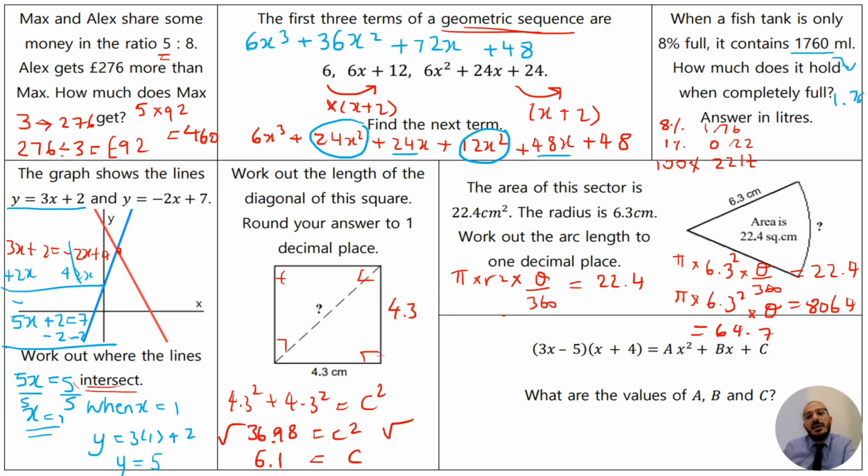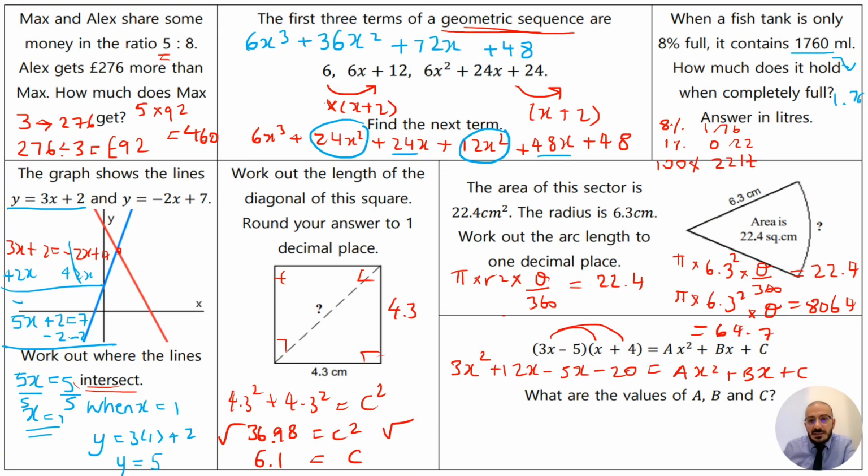Next question is 3x minus 5, x plus 4, ax squared plus bx plus c. So what we need to do is we need to expand the bracket first and then collect the like terms to see what a, b, and c would be. When I expand the bracket, I get 3x squared plus 12x minus 5x minus 20, and that is equal to ax squared plus bx plus c.